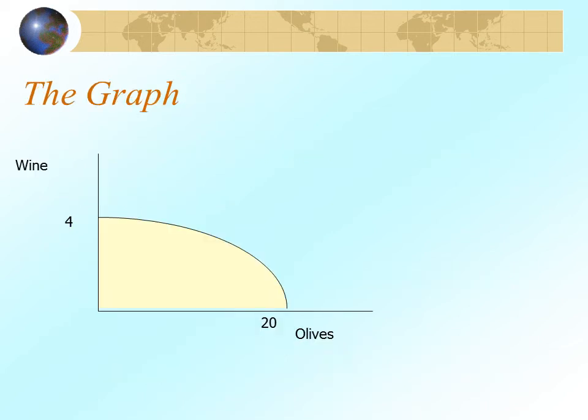So here we have our graph, and you could see we could either make 4 wines or 20 olives. So the slope of this graph is 1 over 5. And you can interpret the slope as the opportunity cost of wine in terms of olives.